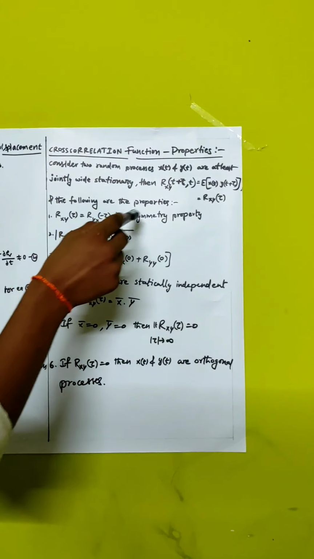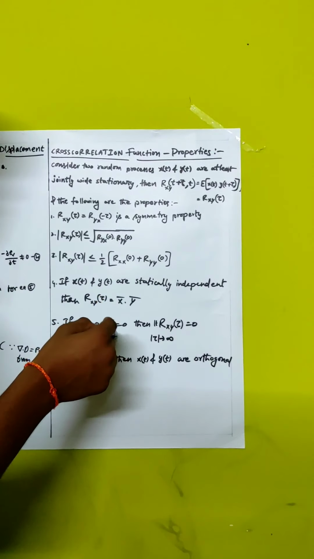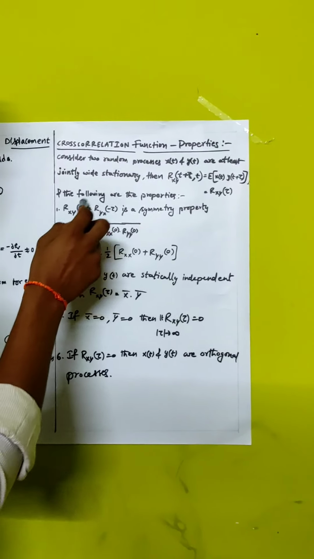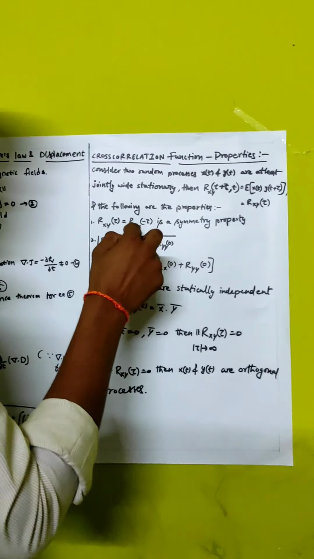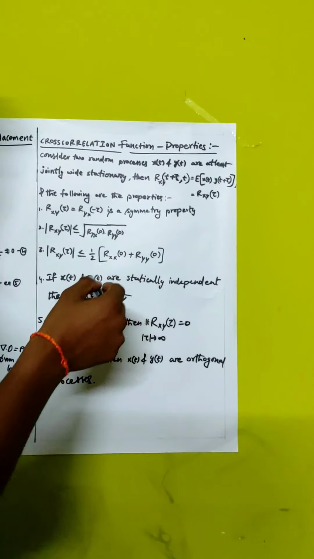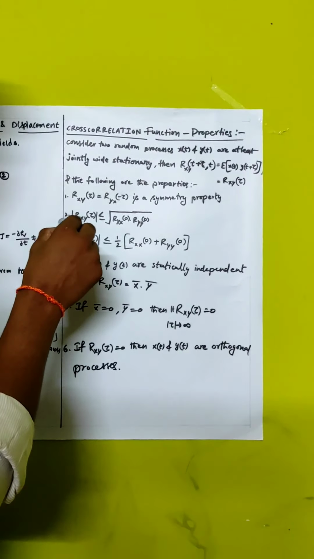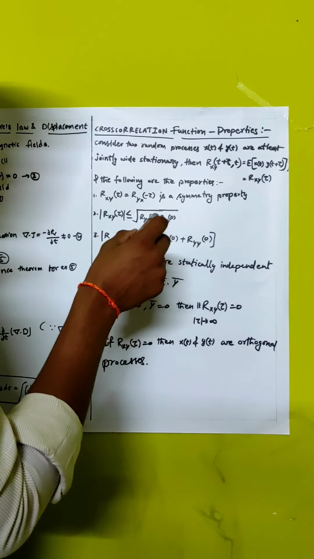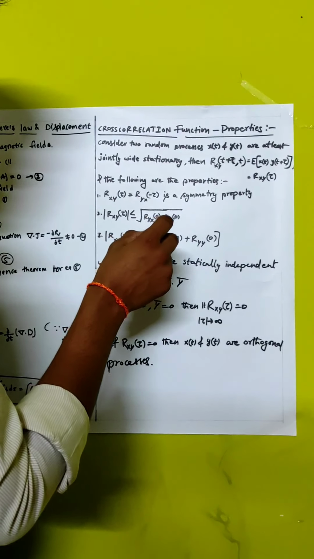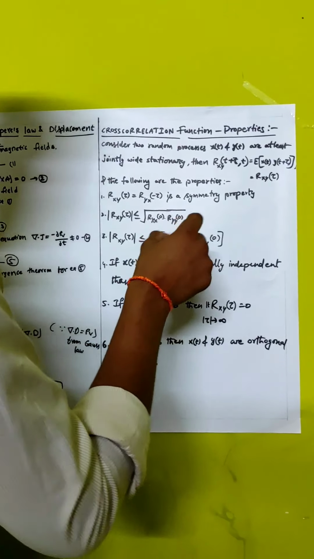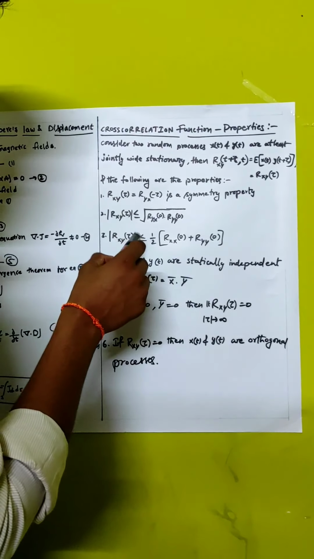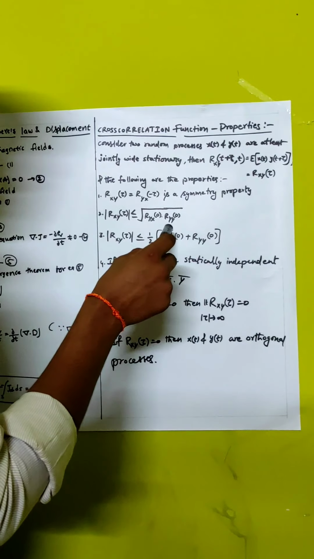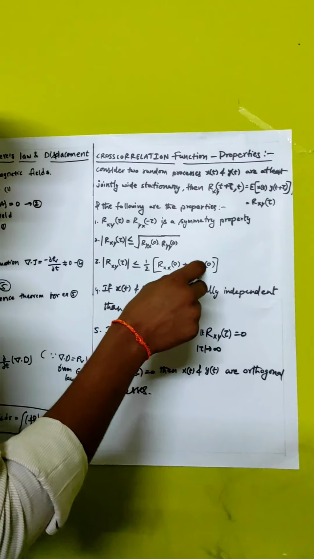There are many properties, but we only consider the following 6 properties. The first one is RXY of tau is equal to RYX of minus tau. This is the symmetry property. The second one is that the modulus of RXY of tau is less than or equal to the square root of the product of the individual correlation functions at tau equal to 0. The third one is similar to the second one: the modulus of RXY of tau is less than or equal to 1 by 2 of RXX of 0 plus RYY of 0.